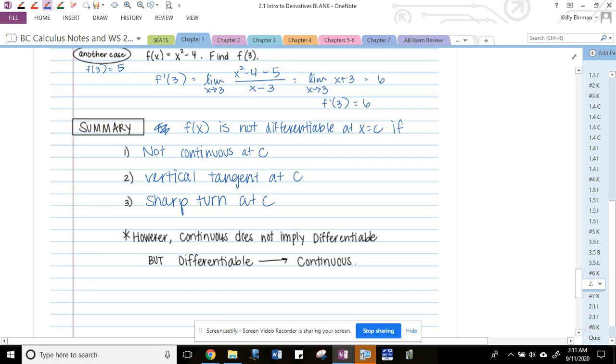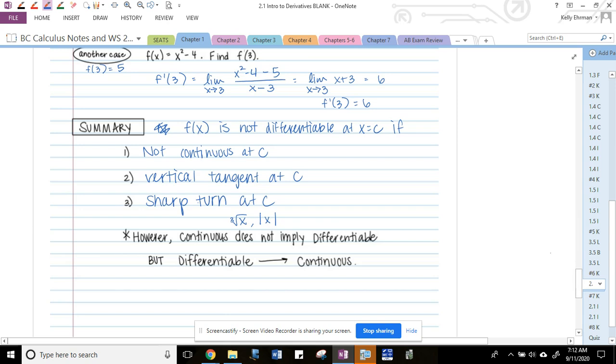Now be careful though, just because something is continuous at c doesn't mean that it's definitely differentiable. For example, cube root of x is continuous everywhere but not differentiable. Absolute value of x is continuous everywhere but not differentiable. So those are just two examples. But if you know that a function is differentiable, then it's guaranteed to be continuous. Because if it's differentiable at a value of c, it has to be continuous at c, otherwise it doesn't work.